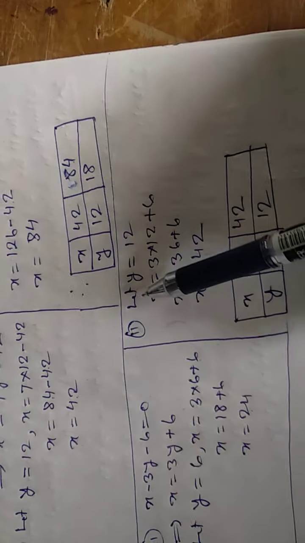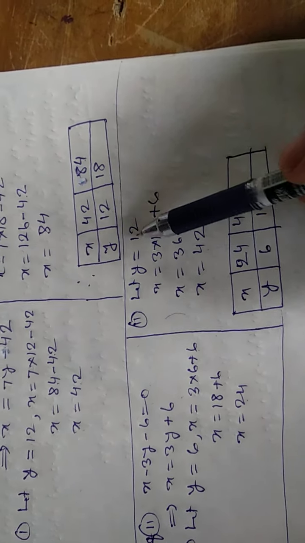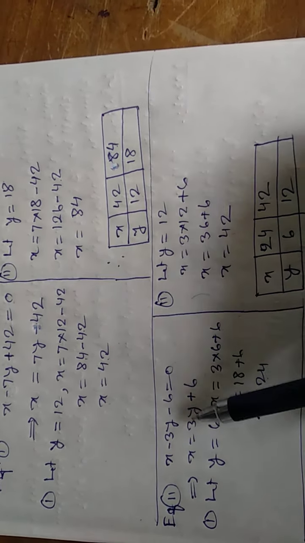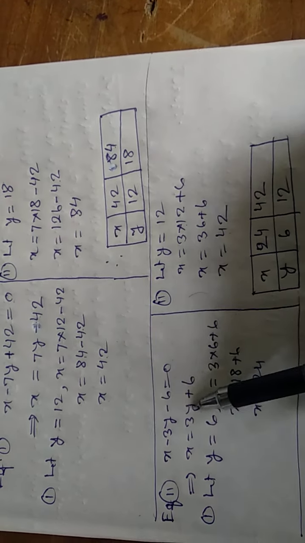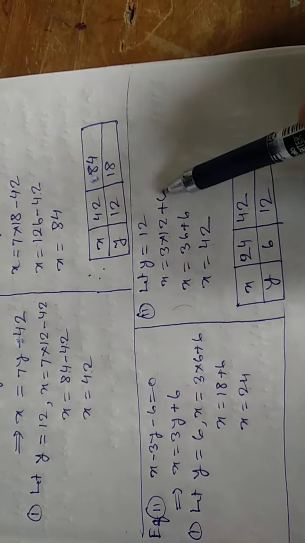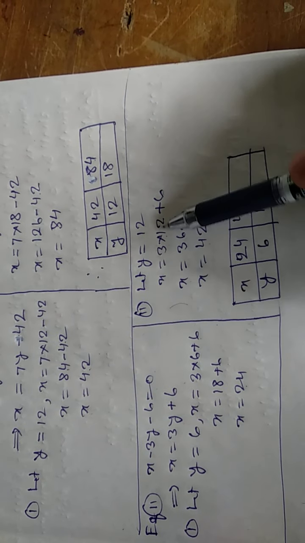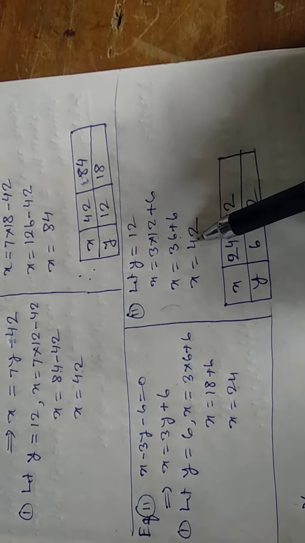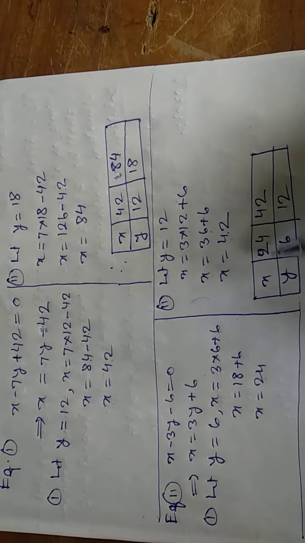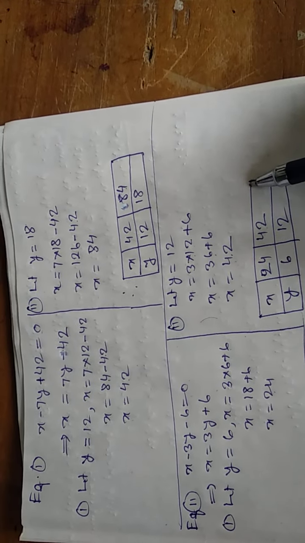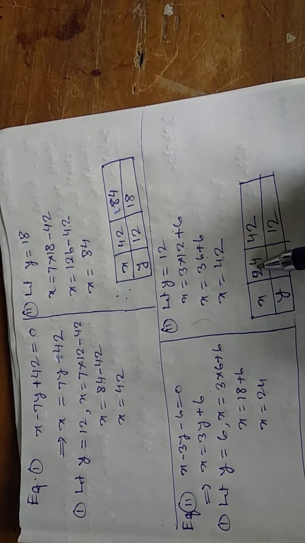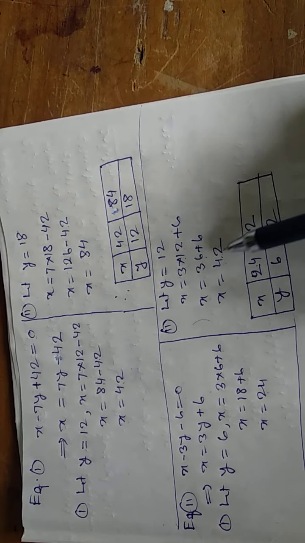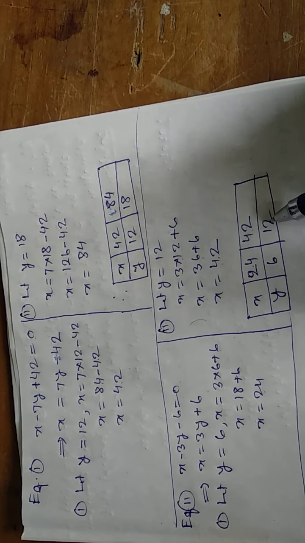Now next value of y, choose y is equal to 12. Put here 12 in the place of y, then x equal to 3 into 12 plus 6. This x equal to 3 twelves are 36 plus 6, then x equal to 42. Now you will draw a box. Here x is equal to 24, its corresponding value of y is 6. Similarly here x is 42 and its corresponding value of y is 12.